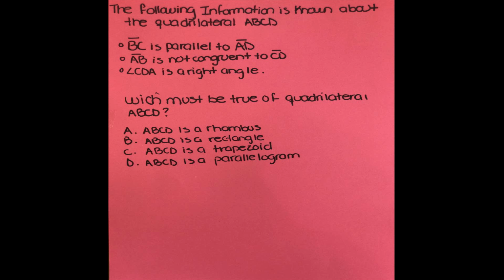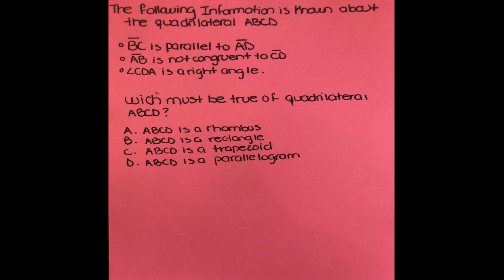Now let's go back to the question. It says, the following information is known about the quadrilateral ABCD. Segment BC is parallel to segment AD. Segment AB is not congruent to segment CD. Angle CDA is a right angle. Which must be true of quadrilateral ABCD?